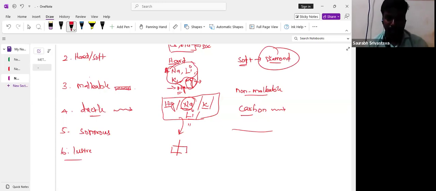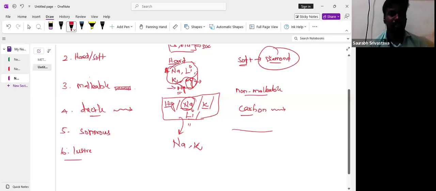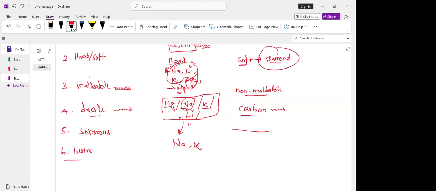So sodium and potassium are of dull nature, but mercury is not a dull nature. Here we can write the examples: sodium and potassium, but we should not say mercury. Mercury is of lustrous nature. Next, in non-metals, all non-metals are dull nature.